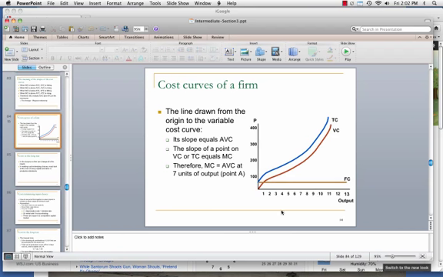The marginal cost curve obviously would be the slope of these curves as well, of the total cost and the variable cost.